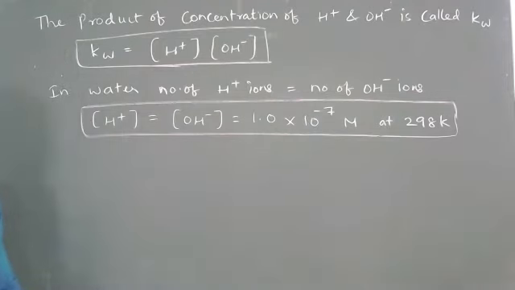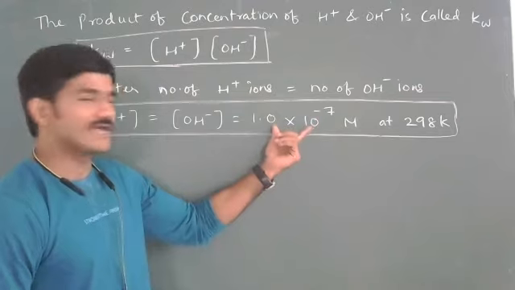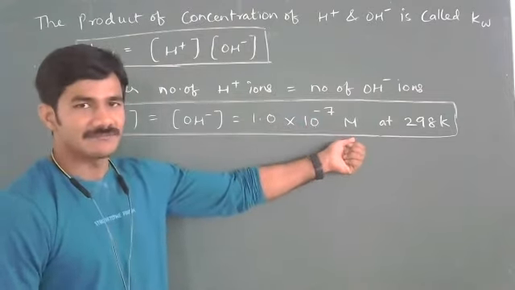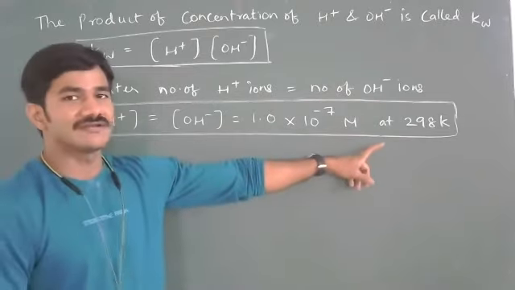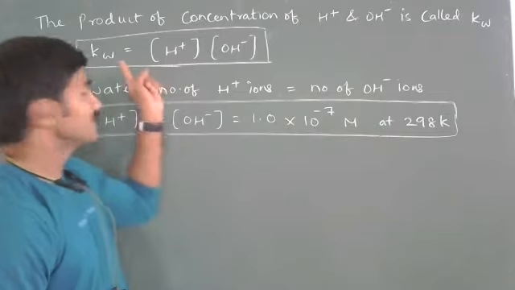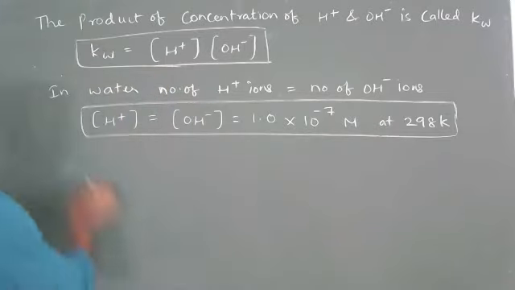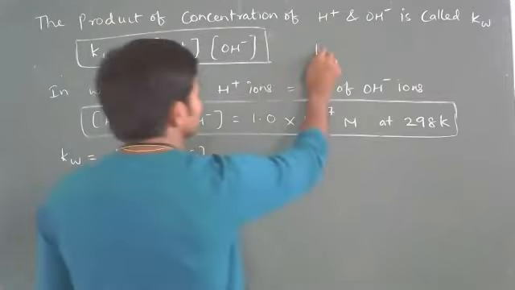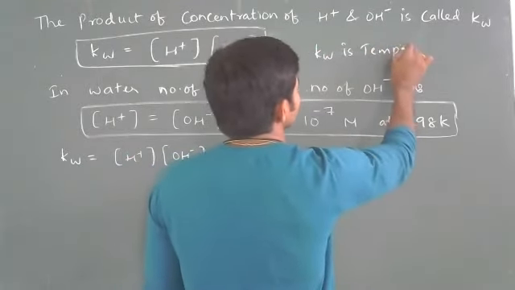At 298 Kelvin, H plus concentration is equal to OH minus ion concentration. Both have the same value, 1.0 into 10 power minus 7 M. Capital M means mole per liter. I mention the temperature because the ionic product of water depends on temperature. Kw is equal to H plus into OH minus, and Kw is temperature dependent.